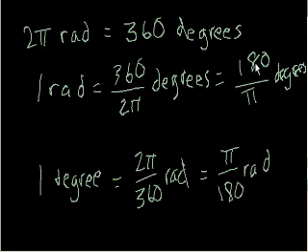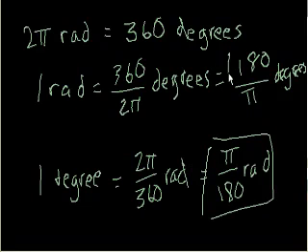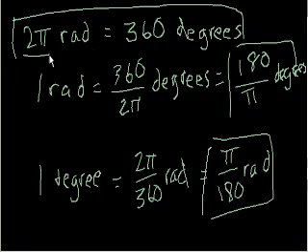1 radian equals 180 over pi degrees, and 1 degree equals pi over 180 radians. And if you ever forget these, it doesn't hurt to memorize this, but if you ever forget it, I always go back to this: that 2 pi radians is equal to 360 degrees.